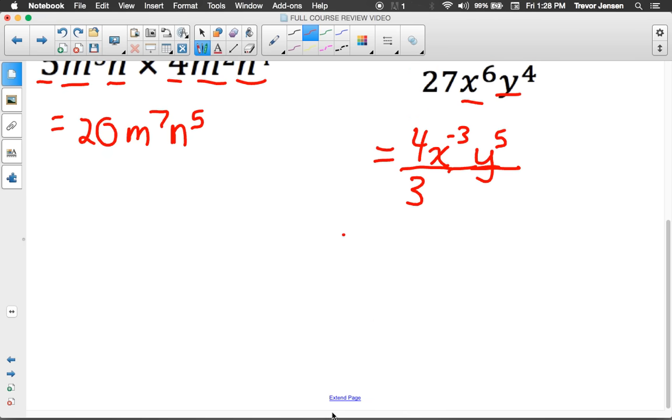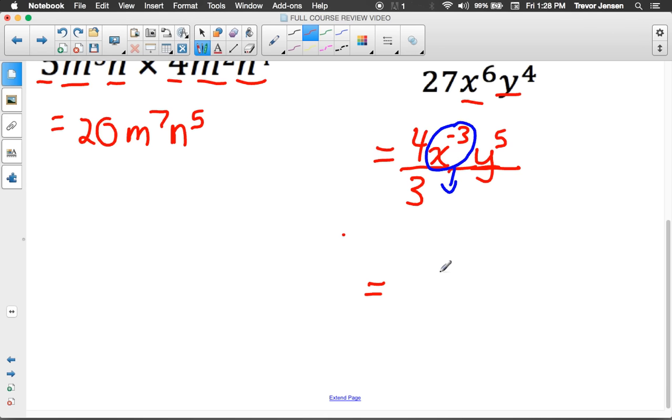We can't leave our answer with a power that has a negative exponent. This x to the negative 3 is a power with a negative exponent. We can take care of that negative by writing the reciprocal of it. And what's going to happen is this x to the negative 3, not the 4, just that power, if we bring it into the denominator, it'll make the exponent positive.